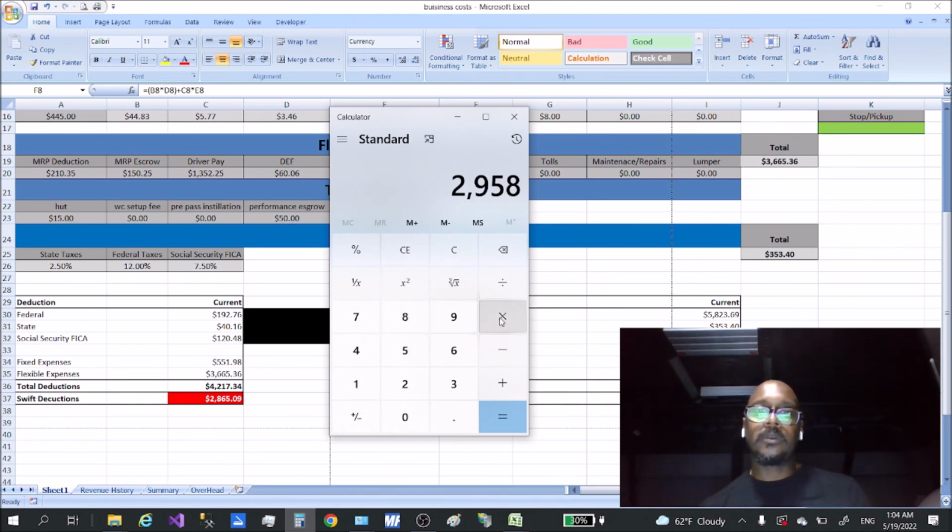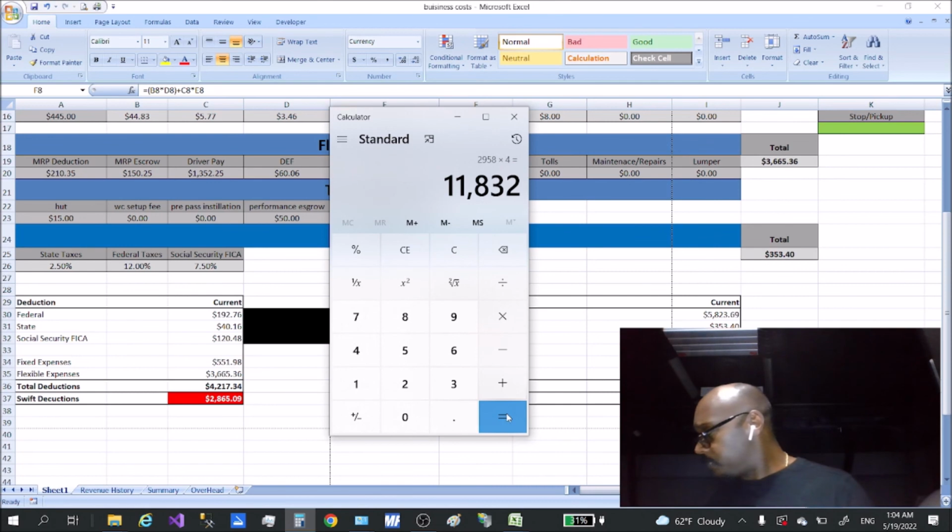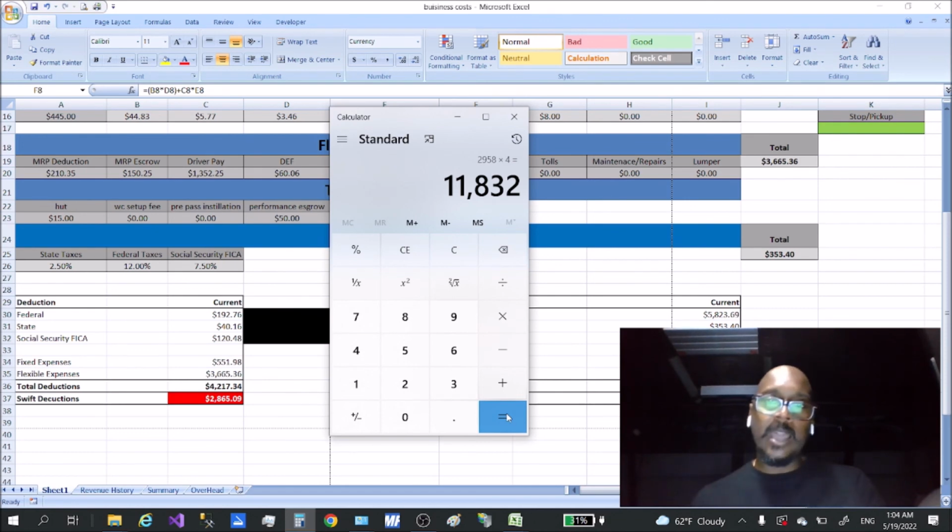$2,958 times 4. So my income would be, if I get lucky to do this every week, you could pretty much expect to make $11,832 each month.